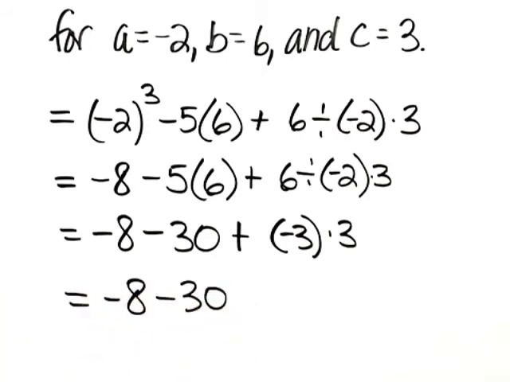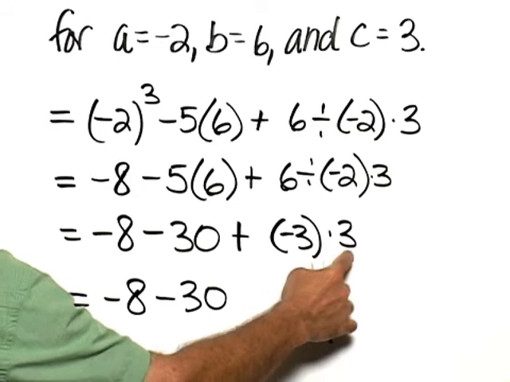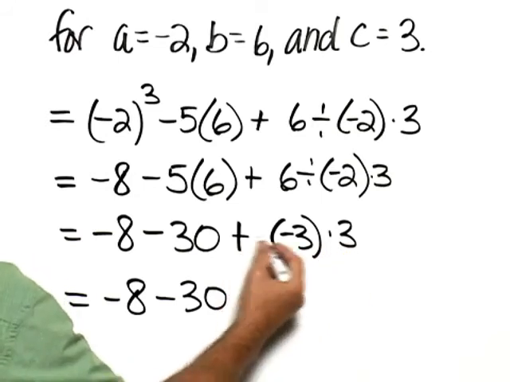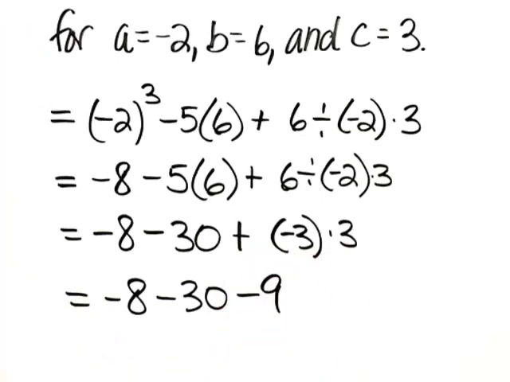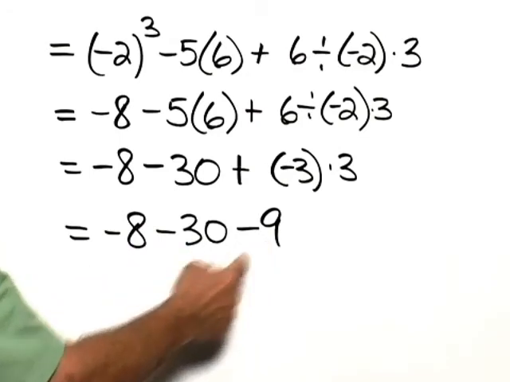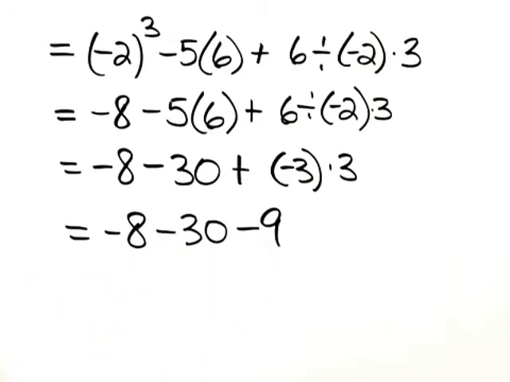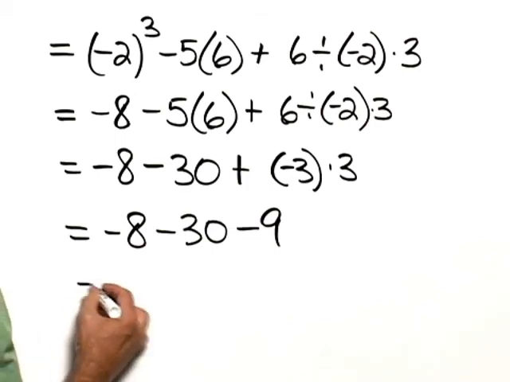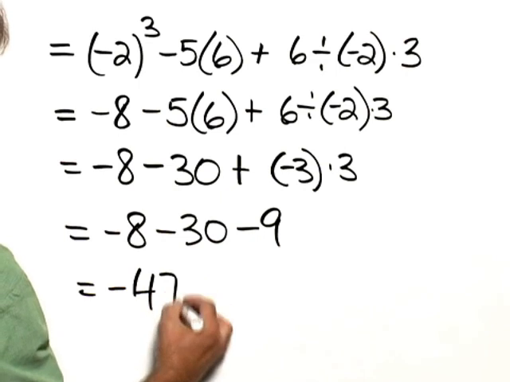-8 minus 30. -3 times 3 is -9. Adding a -9 is the same as subtracting a +9. Now we've taken care of all multiplication and division. We can combine the three numbers. -8 minus 30 is -38, minus 9 is -47.